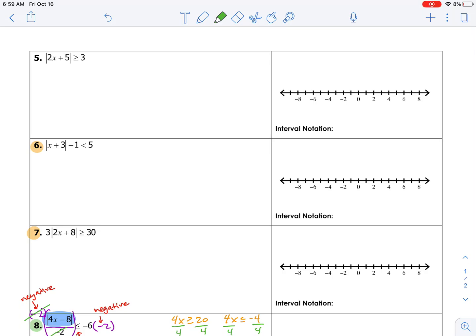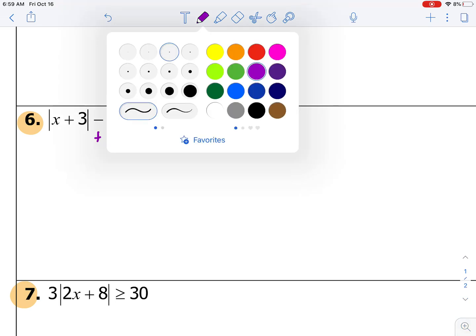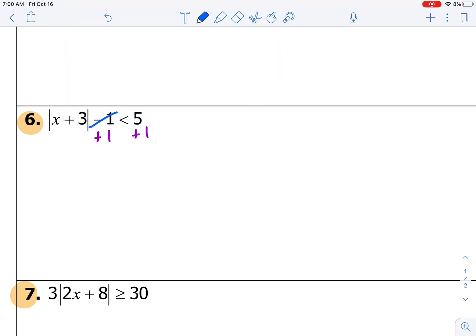So now that you've tried number 6 and number 7 on your own, let's work them together. For number 6, before we can set up our two cases, we must add 1 to both sides. This has to be your first step, otherwise your answers will be incorrect. So if I add 1 to both sides, the absolute value of x plus 3 is less than 6.